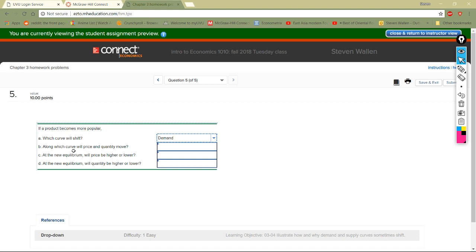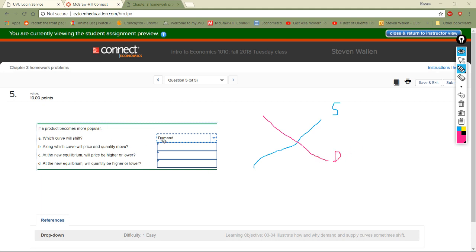Along which curve will price and quantity move, okay? Now, if you're shifting one curve, guess what you're moving along? The other curve. Let me show you an example, okay? If I have my supply here, like this, I have my demand over here. This is demand.